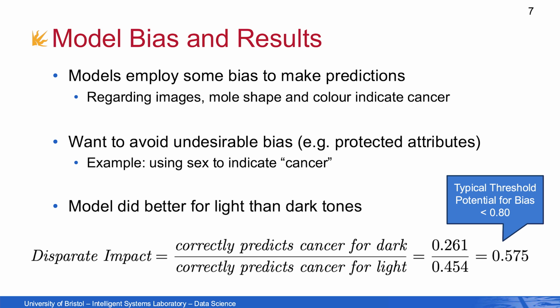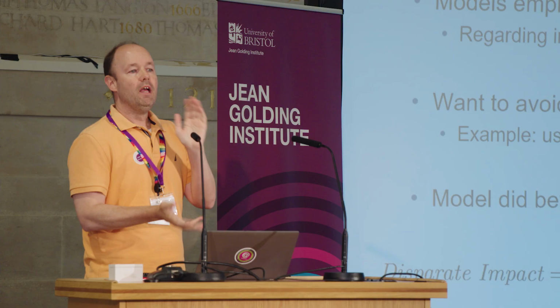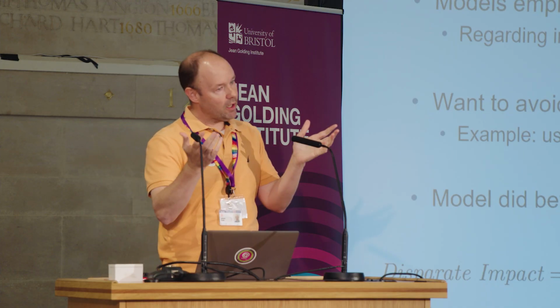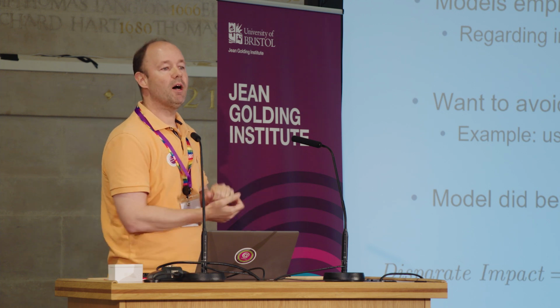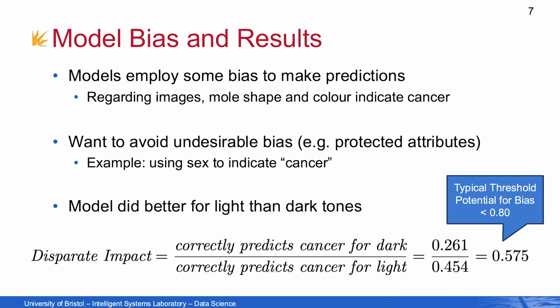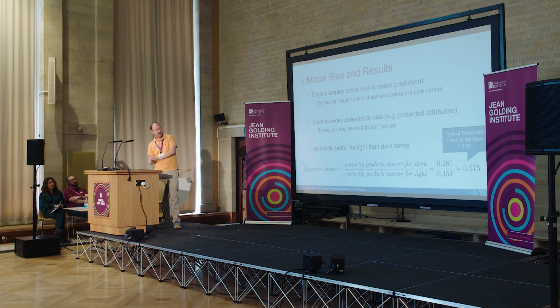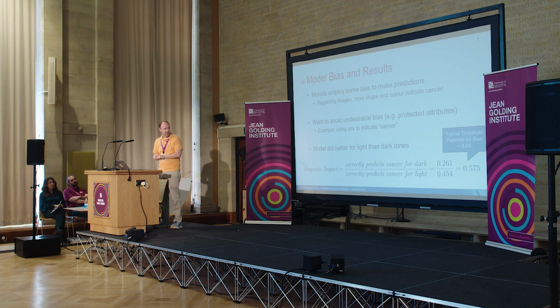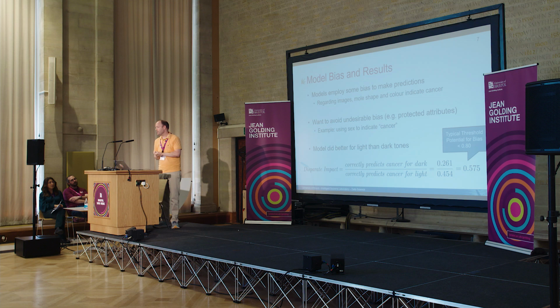So you don't have to wait too much longer. Here's the answer. On the bottom, it's a little hard to see, but at least for the dark tone, it doesn't do that well. It gets about 0.26 correctly predicting cancer, and for the light tone, it does quite a bit better. One way you can measure bias within machine learning models is just looking at that ratio. What's a good ratio or a bad ratio? Normally anything below 0.8 is considered to have potential for bias. We ended up finding within this data set of 3K images a ratio of 0.5, suggesting that there could be bias within these models and what they're learning.